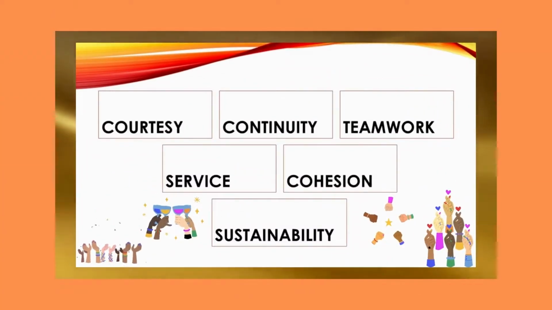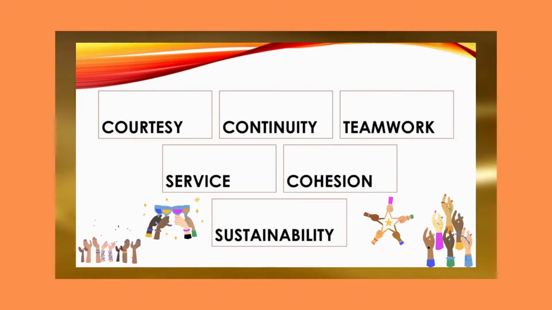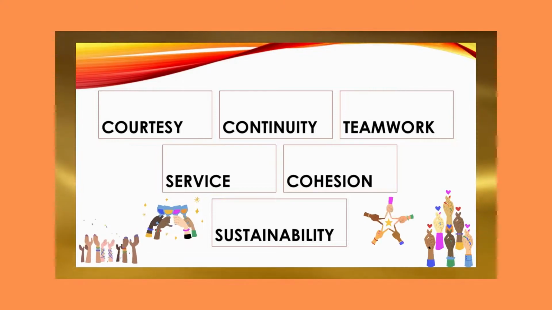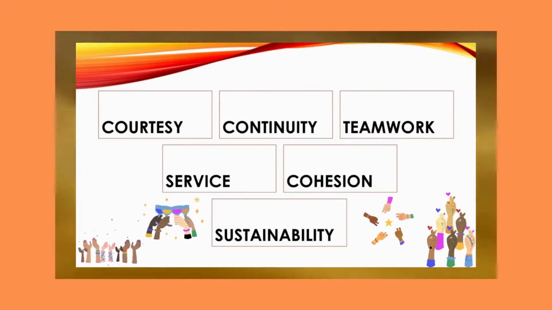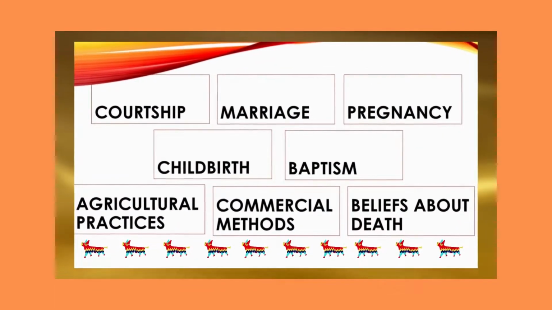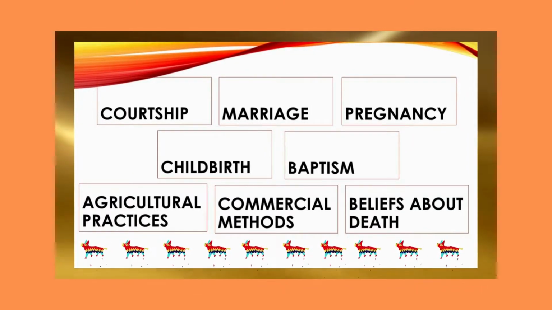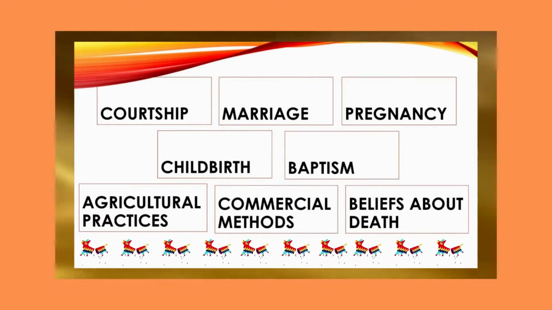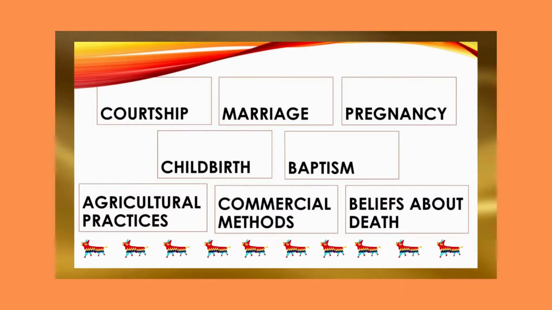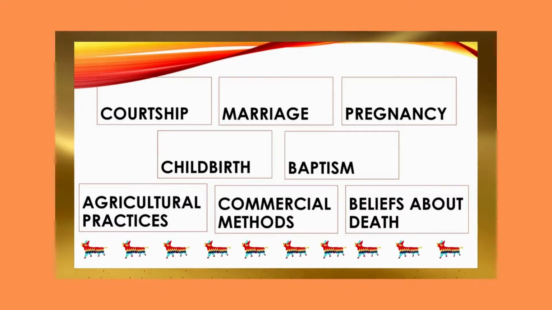Various civilizations also uphold the following values: courtesy, continuity, teamwork, service, cohesion, sustainability. Additionally, beliefs about courtship, marriage, pregnancy, childbirth, baptism, agricultural practices, commercial methods, and beliefs about death differ from one culture to another. Superstitious beliefs are likewise a part of this third cultural element.